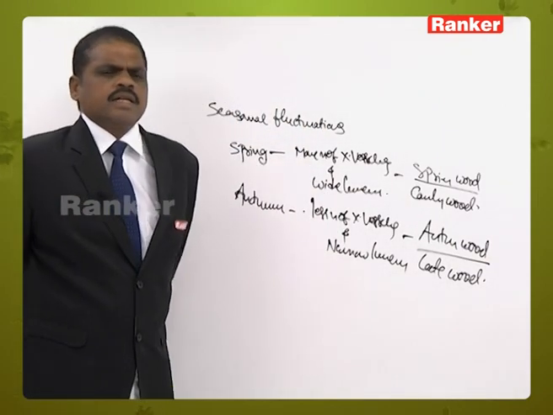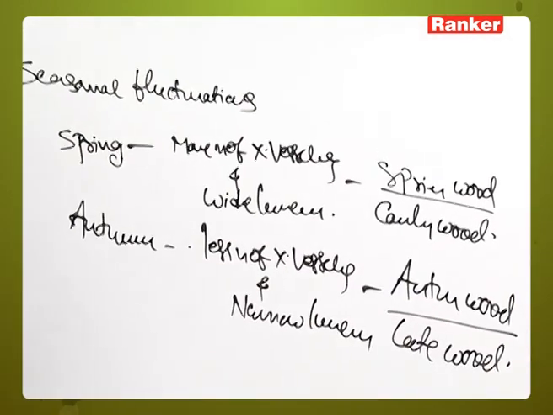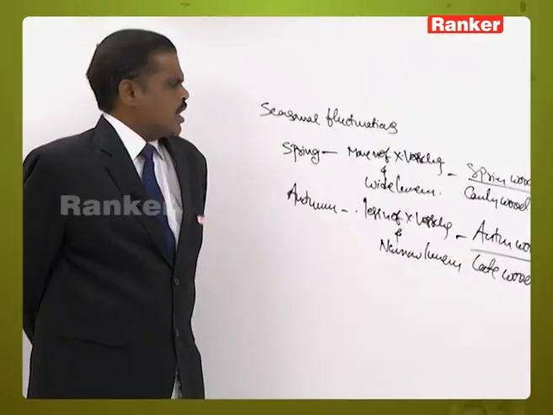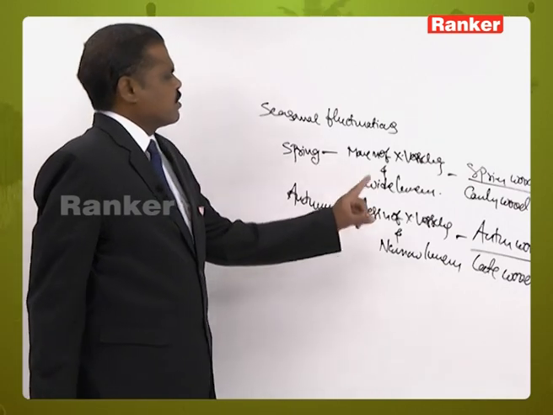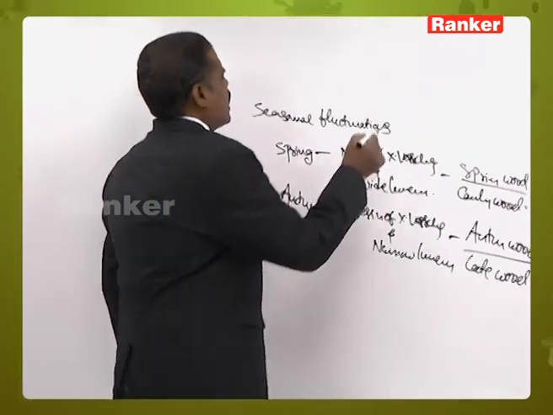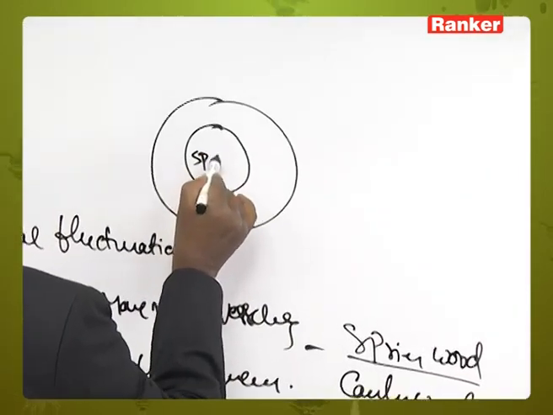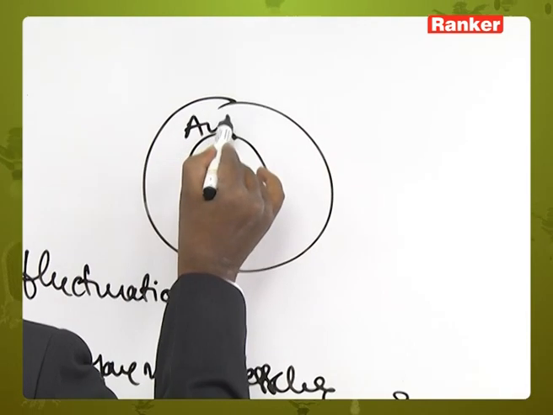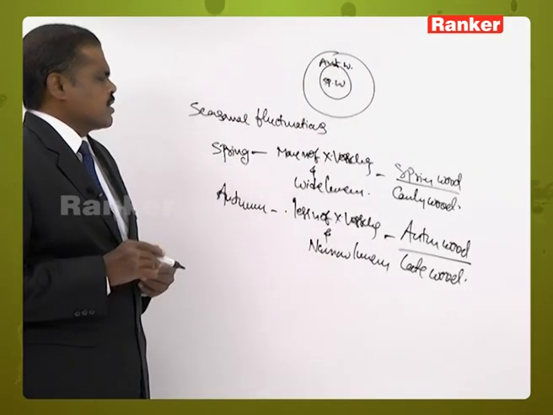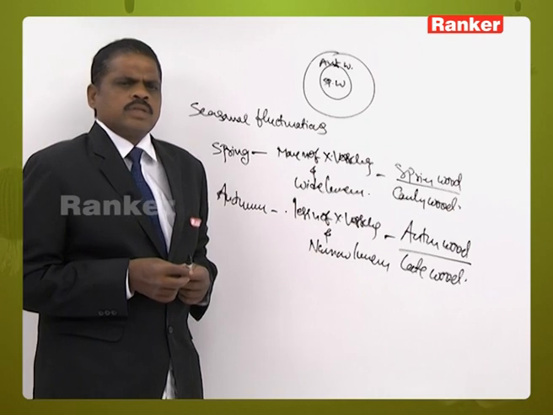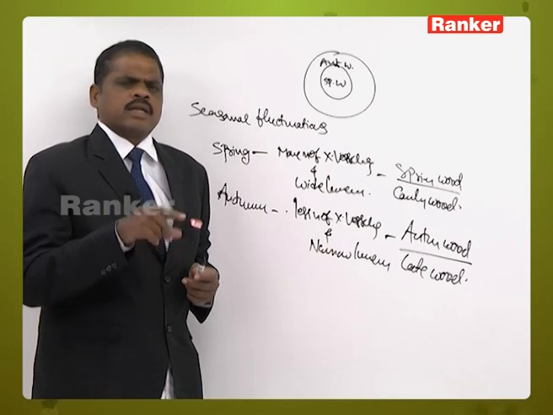So, in a single year, two types of woods are formed: spring wood, also called as early wood, and autumn wood, also called as late wood. These two woods formed in a single year are present in two concentric rings.